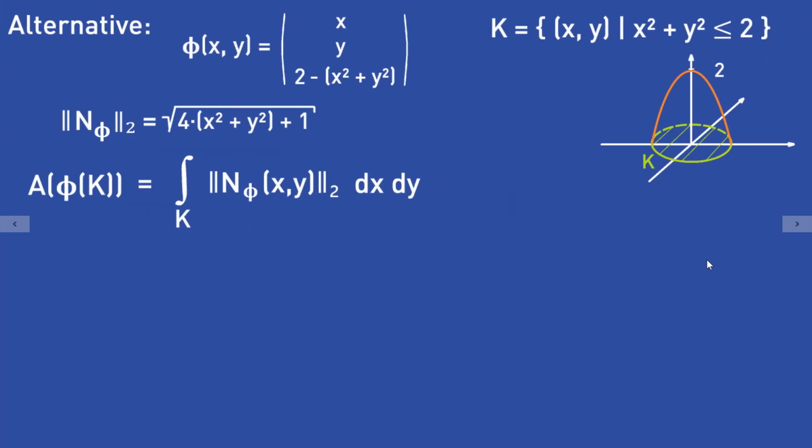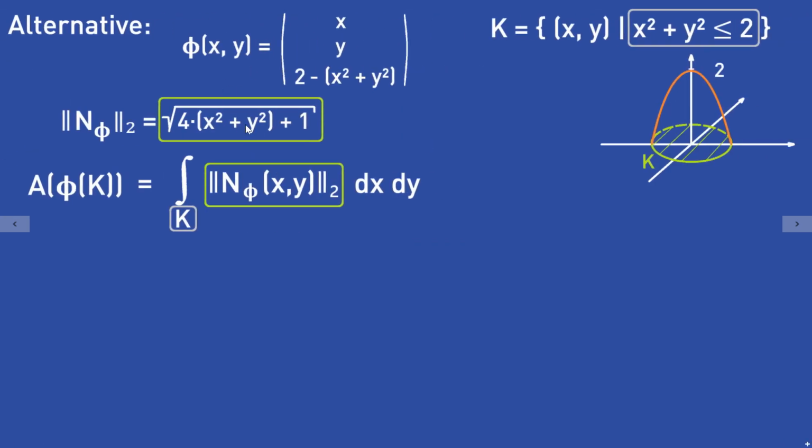To calculate the surface area of the paraboloid, you have to calculate this integral here. So the integral over k of the Euclidean norm of the normal vector n phi dx dy. So you can now insert this here, and k is described by that here. So in the end, you get the following integral. This integral here over the disk of radius square root of 2 of the square root of 4 times x squared plus y squared plus 1 dx dy.